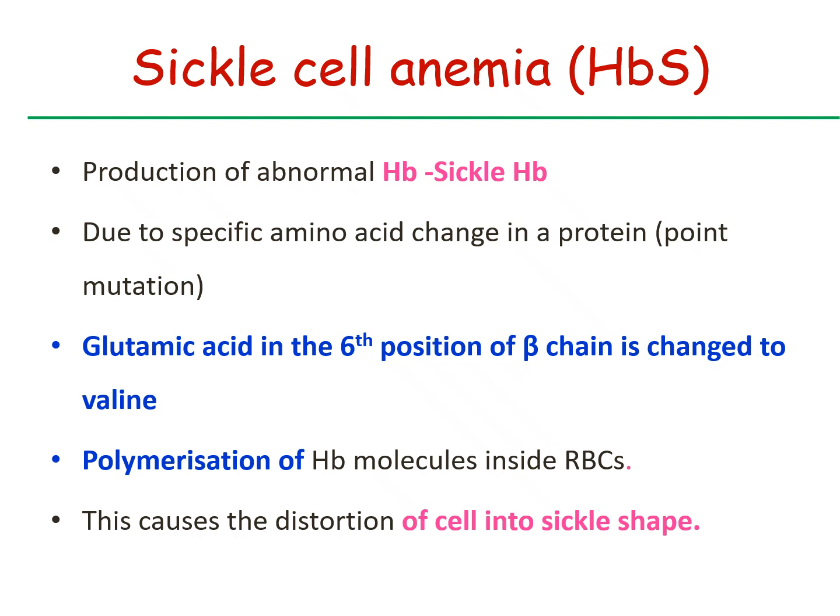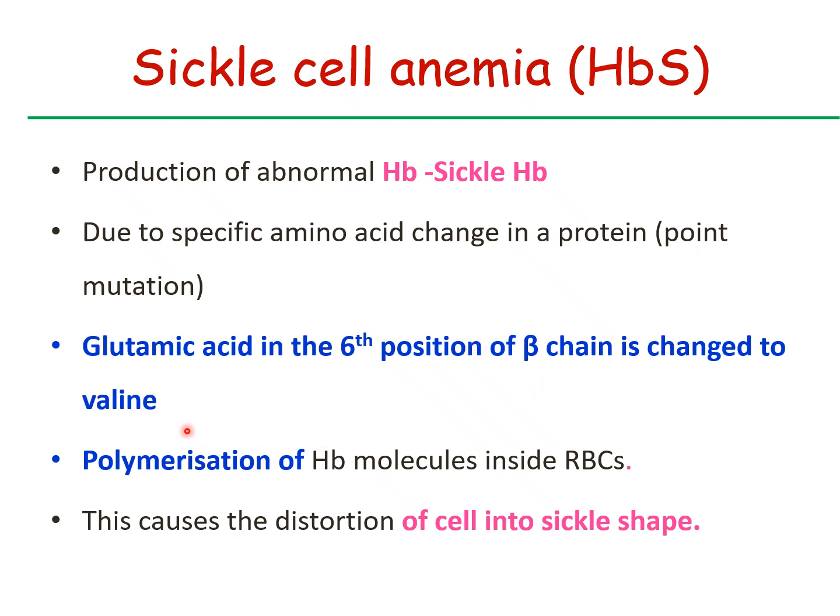Next, sickle cell anemia, production of abnormal hemoglobin. That's called sickle hemoglobin due to a specific amino acid. I have told you one amino acid is replaced instead of another. So that is called point mutation. Glutamic acid in the 6th position of the beta chain is changed to valine.